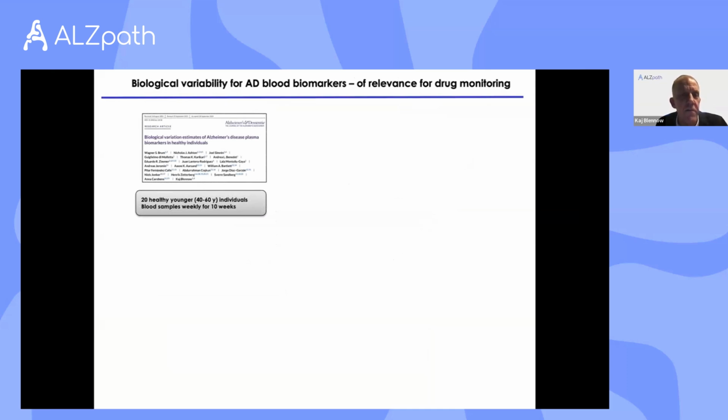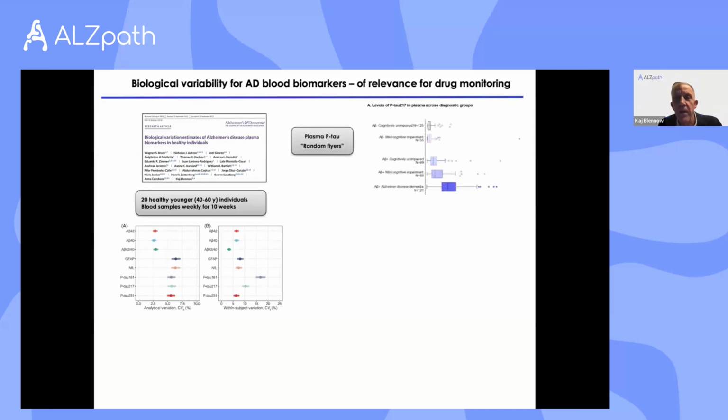This is a study on this by Wagner Brum. This is 20 healthy younger people, so 40 to 60 years, if that is young enough. So blood samples weekly for 10 weeks, and here you see the analytical variability and the within subject variation. So for 217, for example, it's around 10%, with an analytical variability of 5%, which is quite good.